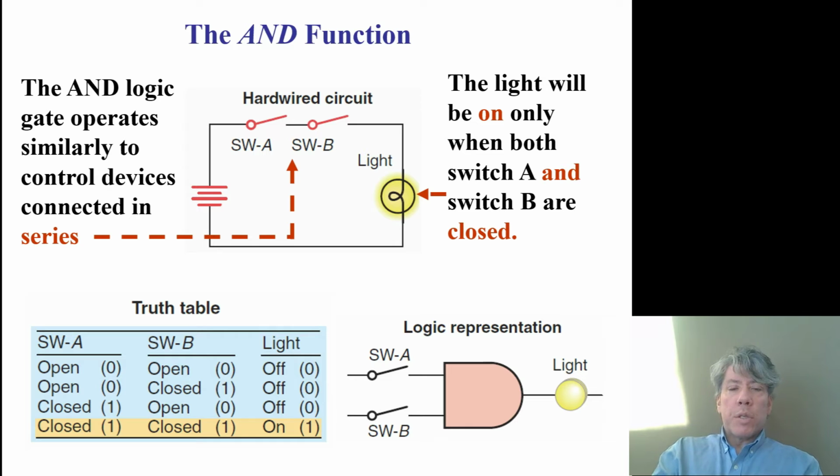In terms of switches, the AND function looks like 2 switches in series. So you notice we've got switch A and switch B. The only time the output, or the light, is on is when switch A and switch B are closed. So switch A has to be true and switch B has to be true. In other words, they both have to be closed for the output to be true or on.